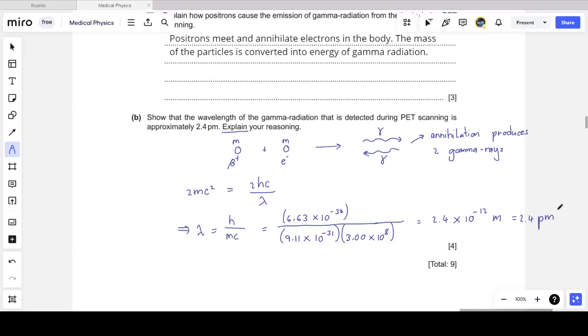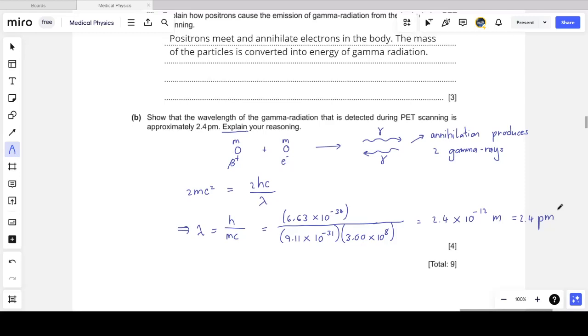And so this is how you would find the wavelength of gamma radiation. You always say that there are 2 particles destroying themselves to give us 2 photons. And that way you get mc squared equal to hc over lambda, and you can find the wavelength lambda of the gamma rays that are produced. So 2.4 picometers, and that's the thing that we need to detect.